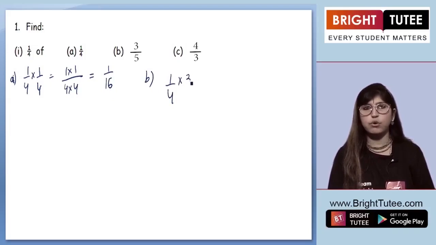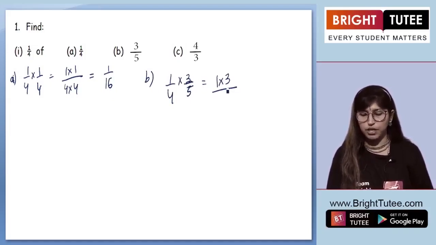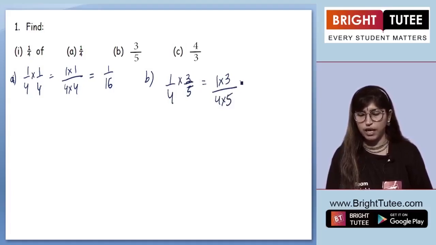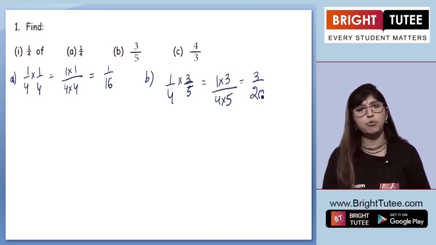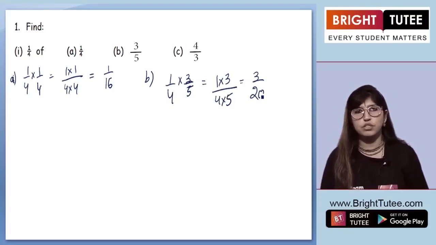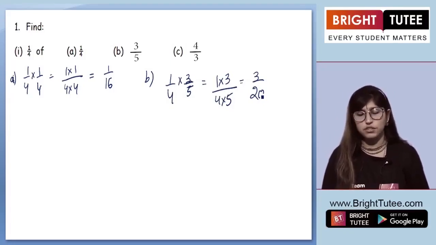There will be 1 by 4 times 3 by 5. So we'll be multiplying the numerators and then denominators as well. So we'll be getting 3 by 20. Since these are proper fractions, we do not have to convert it to mixed fractions or something.